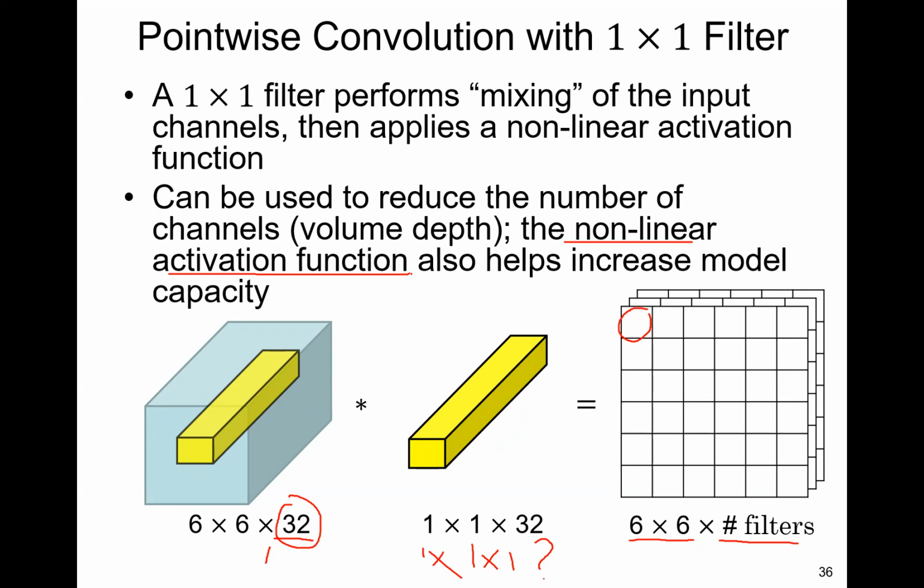So that's another point of applying a 1x1 filter. One point is mixture of the input channels. The other point is to have the additional nonlinear activation function. This increases model capacity. That is, the more nonlinear layers you have, the more non-convex and complex the function the deep learning model can encode, and the higher the modeling capacity. Typically, you only apply a 1x1 filter to an input volume with more than one channel.